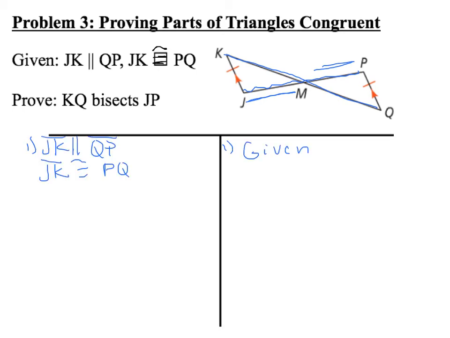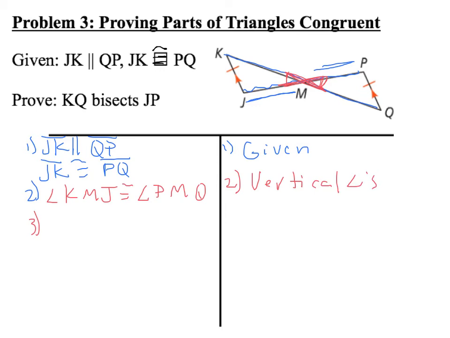So I have a pair of parallel lines, and I have two sides that are going to be congruent. When I look at this picture, I also have an X. Right here's my X. Whenever I see an X, I should always have vertical angles. So I'm going to say angle KMJ is going to be congruent to angle PMQ. And those are the two angles at my X. My reason for that would be vertical angles.